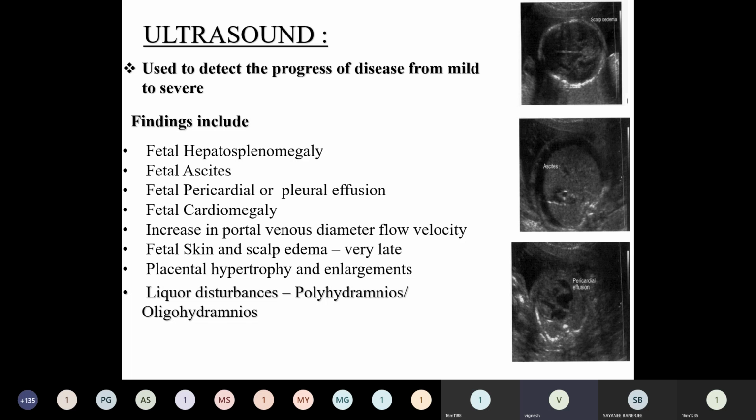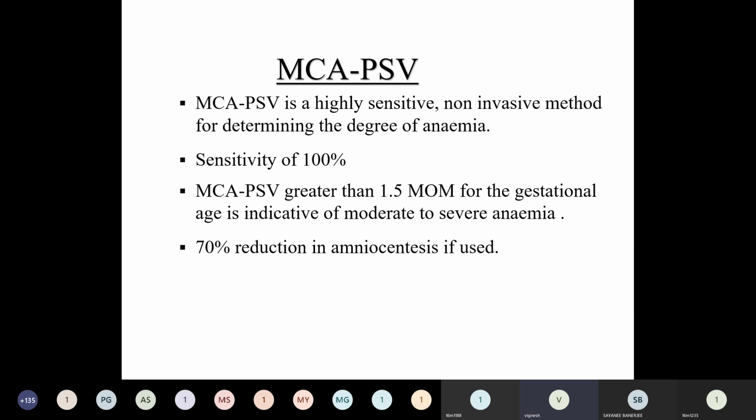It is also used to detect the progress of the disease, that is, whether it has progressed from mild to severe. The findings include fetal hepatosplenomegaly, fetal ascites, pericardial and pleural effusions, fetal cardiomegaly, an increase in the portal venous diameter and flow velocity, fetal scalp and skin edema, which occur very late, placental hypertrophy, that is a large placenta, and disturbances like polyhydramnios or oligohydramnios. So the ultrasound indicates the severity of the disease.